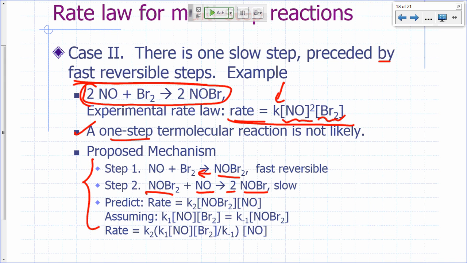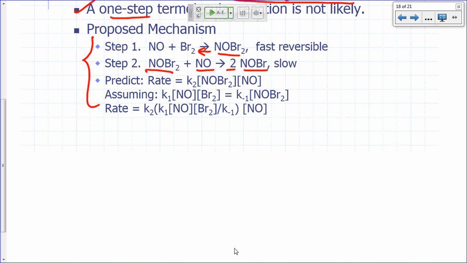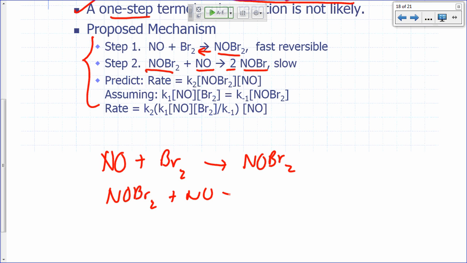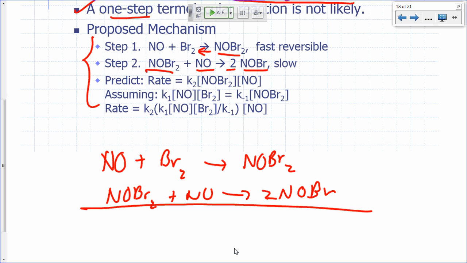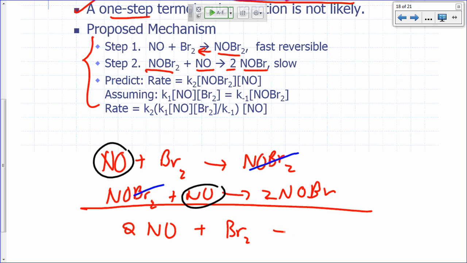So if you combine these two, what do you see? The overall reaction is NO plus Br2 gives you NOBr2, and NOBr2 plus NO gives you 2NOBr. If you combine these two, what happens? Your NOBr2 cancels out, and your overall reaction has two NOs plus Br2 yields 2NOBr.